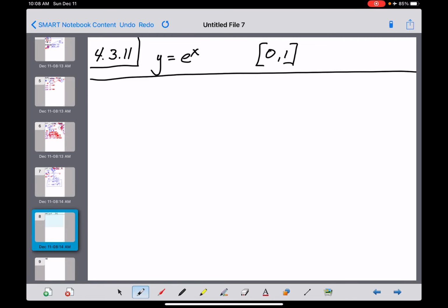Number 11 here is asking us, as expected, to find a value c that satisfies the conclusion of the mean value theorem, but they also want us to graph this one, find out that it works out okay. So yeah, let's see what we got right here.